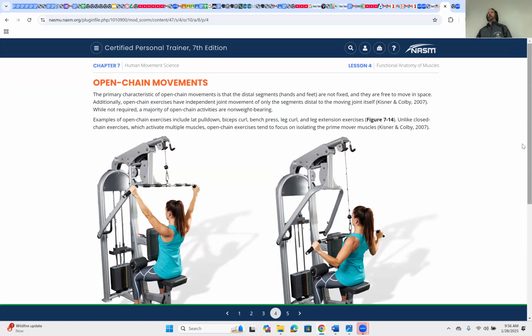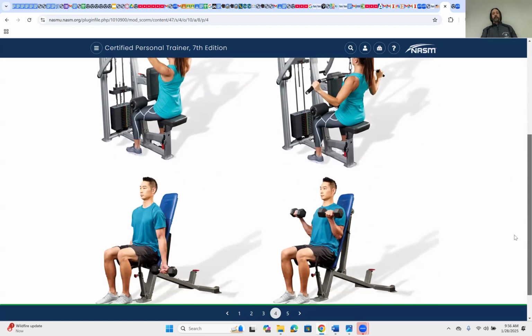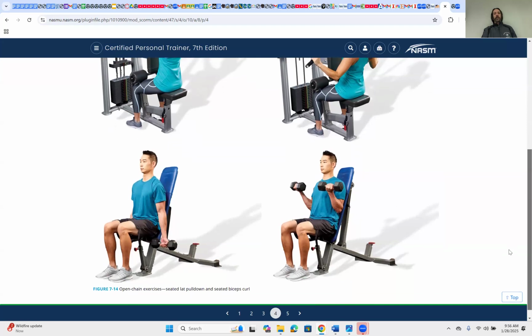Lateral raise, tricep extension, dips. Sorry, I meant this. Tricep extension. Dips actually would be closed chain, because you're actually fixed. Okay, if you're doing dips, that's closed chain. So there's your other pictures.